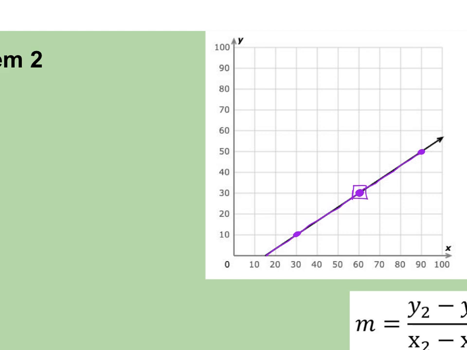So I'm going to use this point and this point. We're going to find the slope. What are we counting by? Not by ones. We're counting by tens for the y. We're also counting by tens for the x.